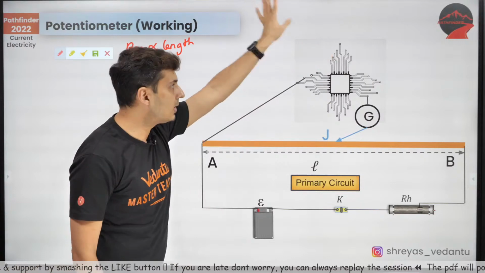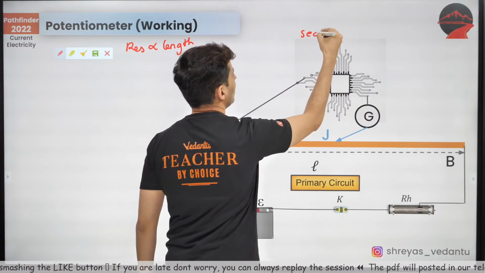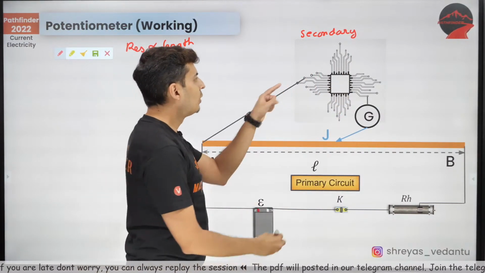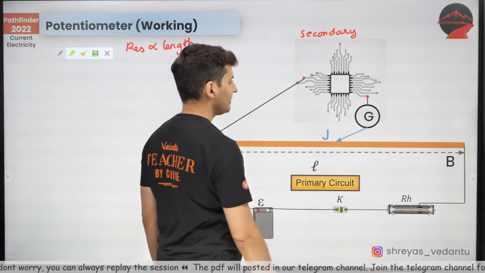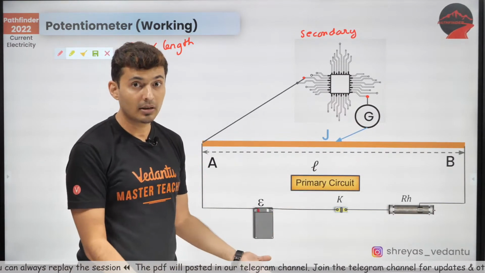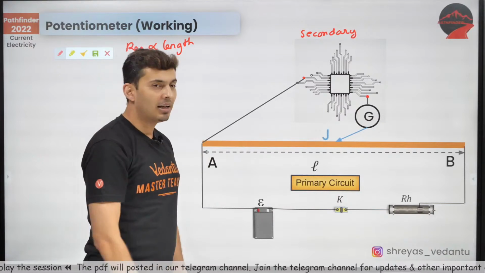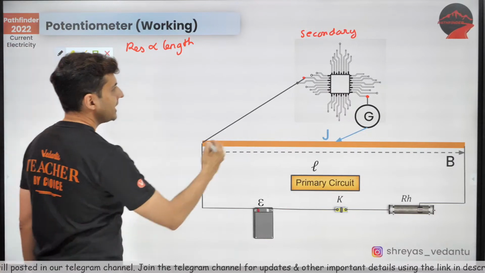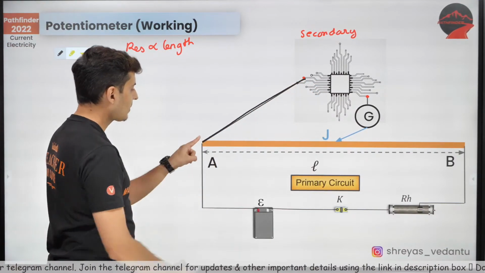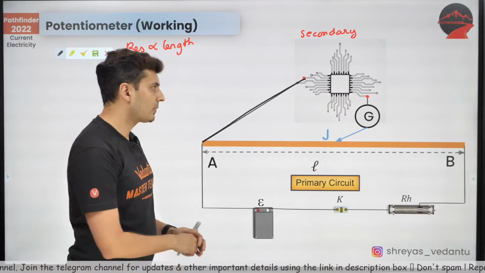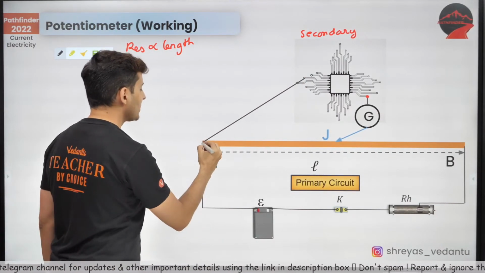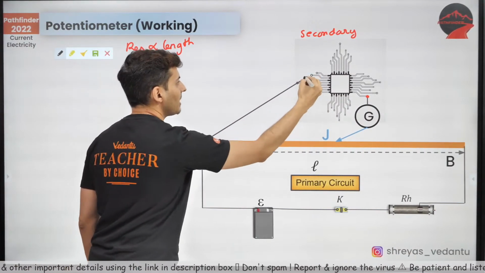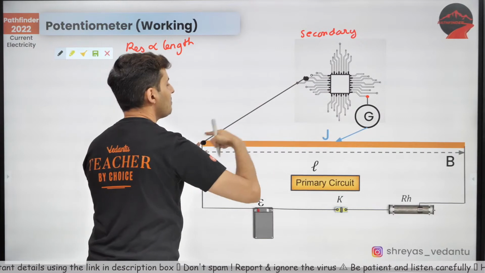There is another circuit. This is called your secondary circuit. Some complex circuit is there. I want to measure the voltage between this point and this point. Usually you can use a voltmeter, but this potentiometer can also do the same job. How? Very simple. What you need to do is connect this point to this point, one end of the potentiometer. Now when you do that, don't you see this point and this point will have the same potential? Think about it.